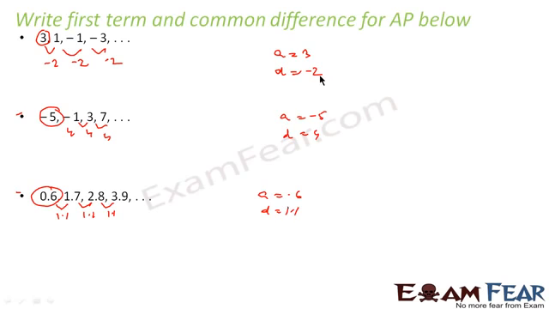Let's take an example. We have to write the next three terms. First, let's find whether it is AP or not. The difference here is 2. 8 minus 4 is 4. 16 minus 8 is 8. The difference is not constant. So this is not an AP. So we can't write the next three terms. Correct? Only if there is an AP, we can write the next three terms. If it is not AP, we can't write the next three terms. Very simple.